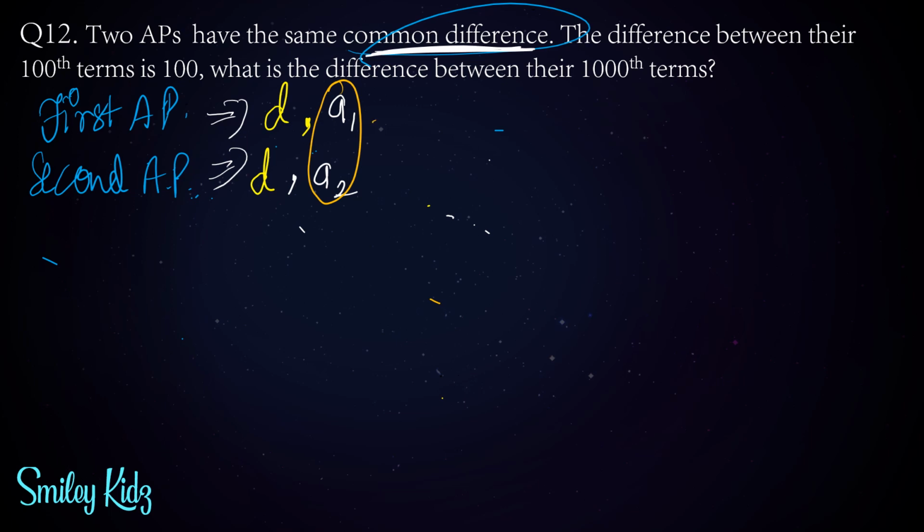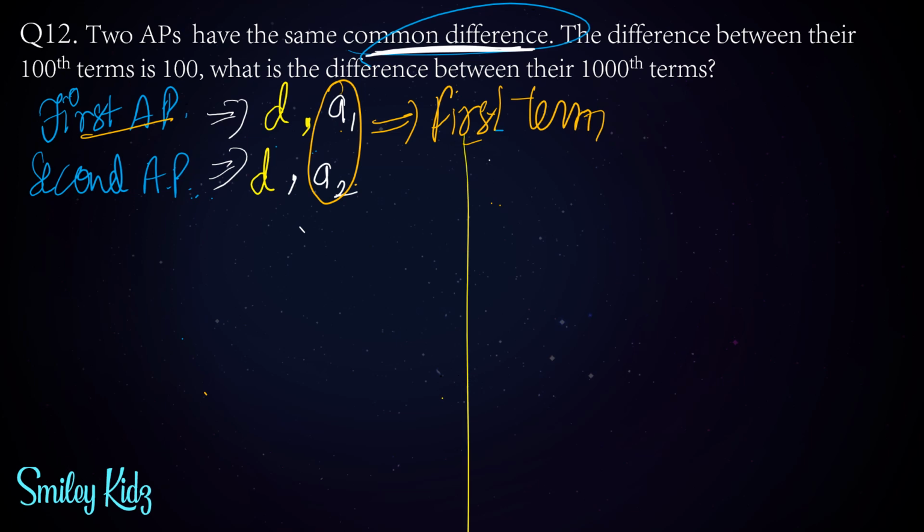Here A1 and A2 resemble the first term, but depending upon the AP. A1 is the first term for first AP. A2 is the first term for second AP. Alright. Now, moving to the next part of the question. The difference between their 100th terms is 100. Well, everyone, first we need to know the 100th term of each AP so that we can find out the difference. And that difference is 100. That's already given, right? The difference is 100.